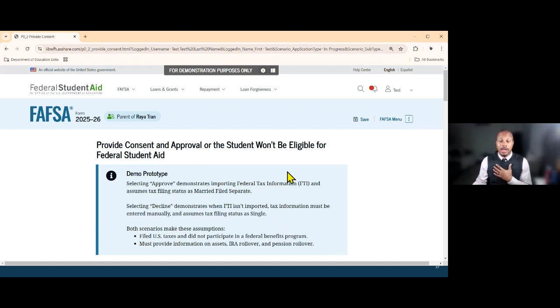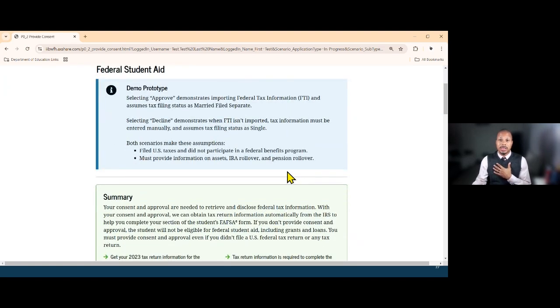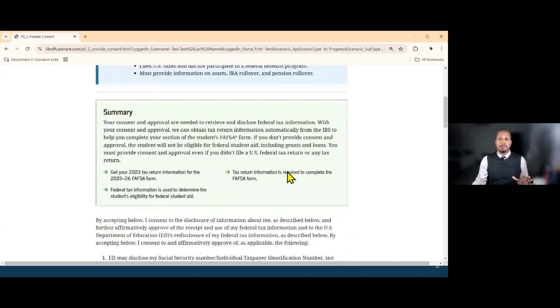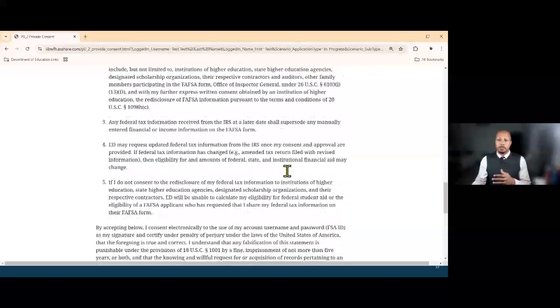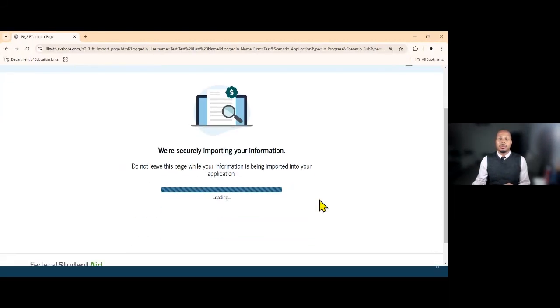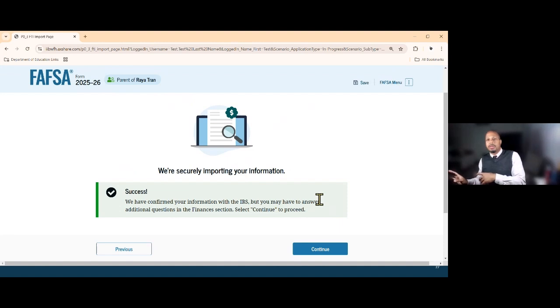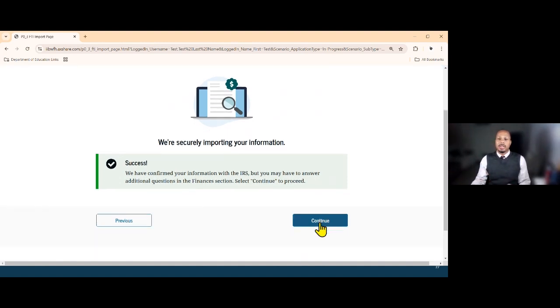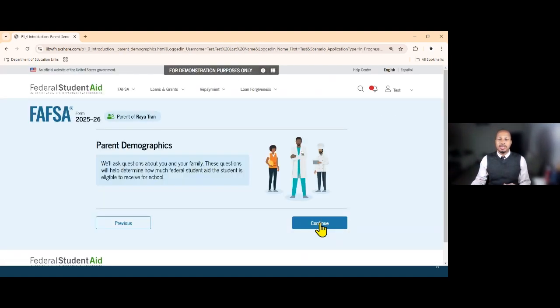Parents, remember, if you decline providing consent and approval, the student will not be eligible for federal student aid. So this parent is going to come in and approve the consent and approval. And now we're taking the information that was processed from the IRS and populating it onto the form. So in that case, we're going to go ahead and hit continue.